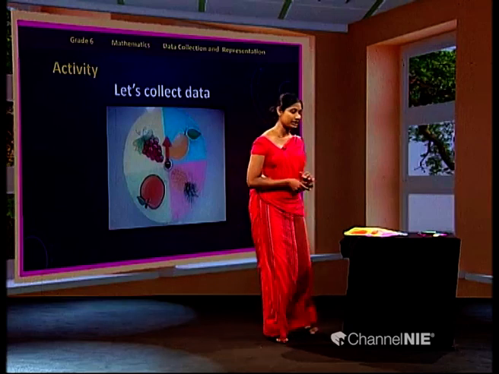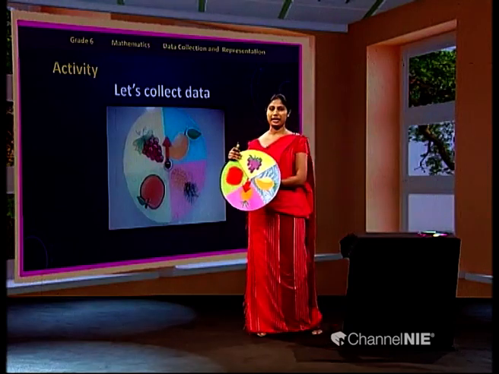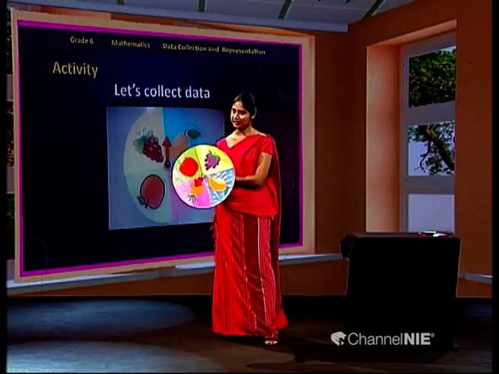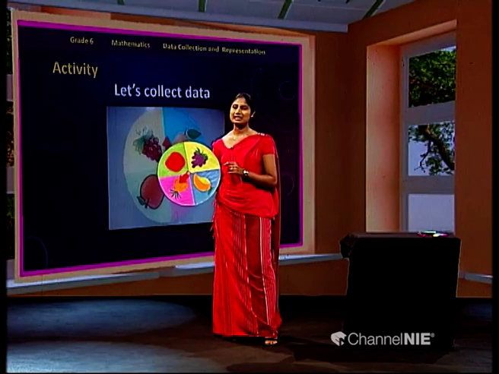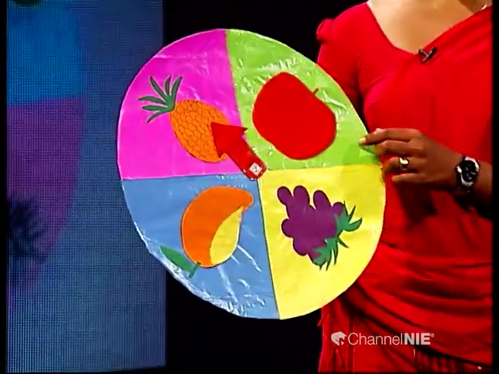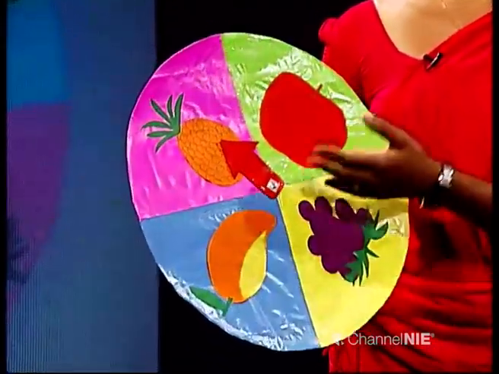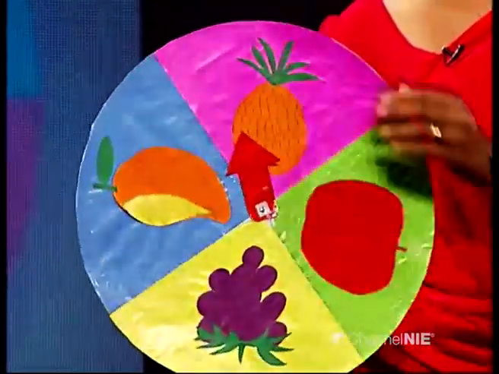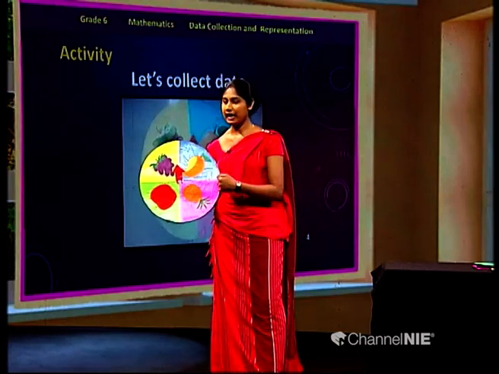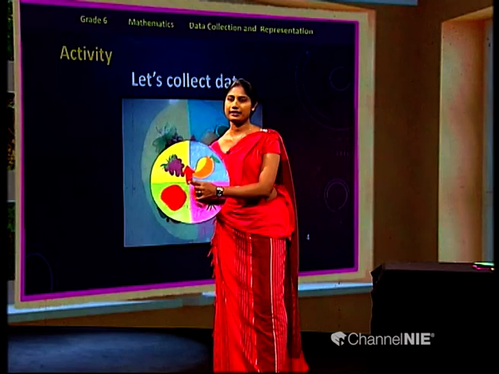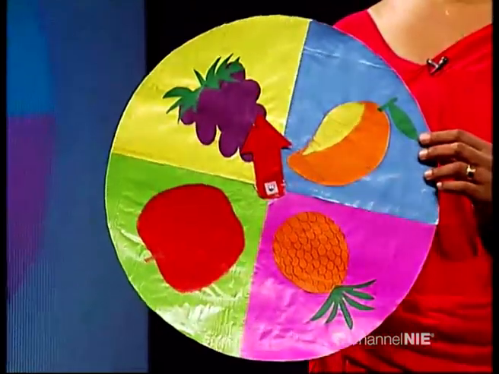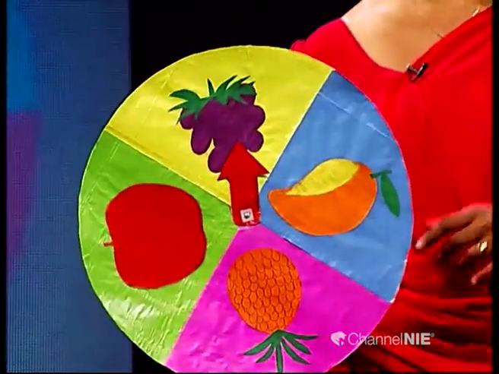Here I have brought a spinning circle for you. Can you see this? This spinning circle I have separated into 4 equal parts. It has 4 fruits. You can see, what are they, children? Apple, grapes, mango and pineapple. Then I can rotate this. When it rotates, this red indicator will show fruits for you. Then you have to count how many fruits you received at the end of this spin.